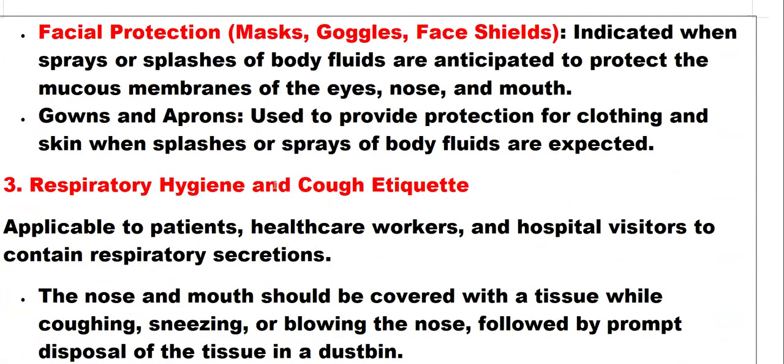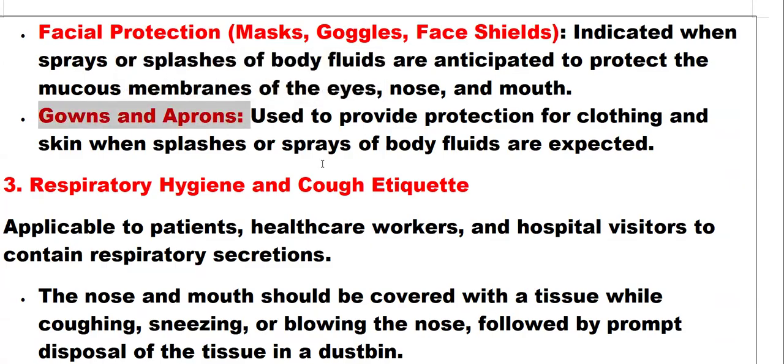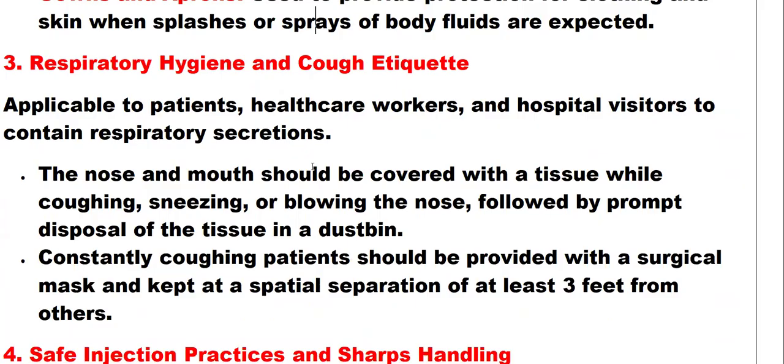Facial protection: mask, goggles, face shield. Indicated when sprays or splashes of body fluid are anticipated, to protect the mucous membrane of the eyes, nose, and mouth. Gowns and aprons are used to provide protection for clothing and skin when splashes or sprays of body fluid are expected.